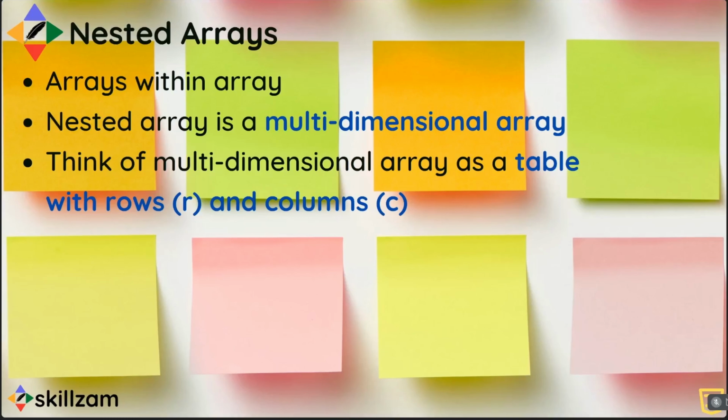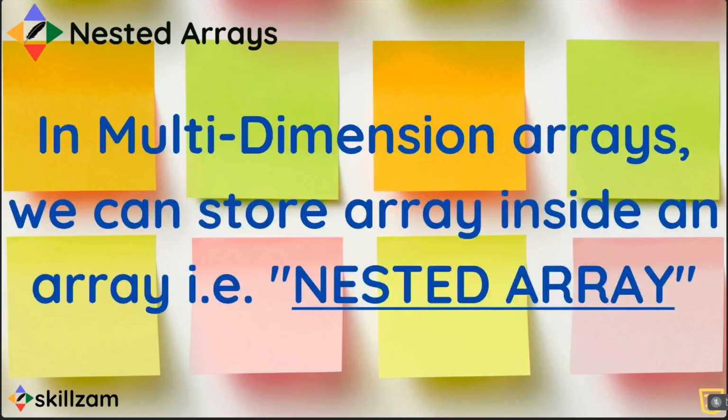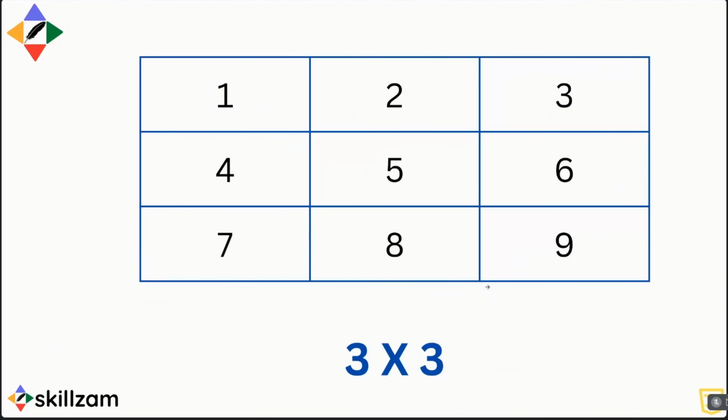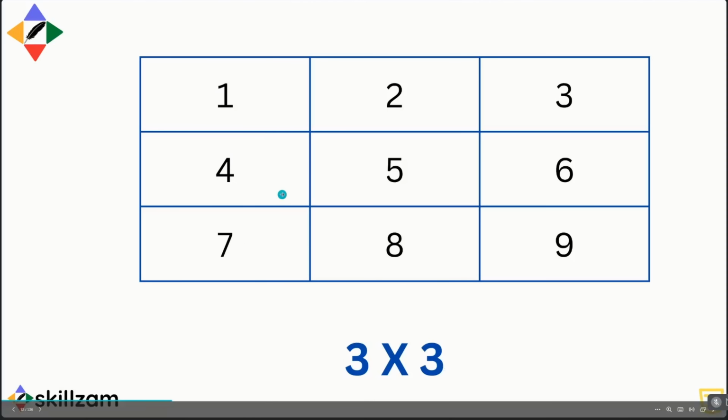We'll see what that is with an example. Let's say in multi-dimensional arrays, we can store an array inside an array, that is a nested array. Let's take this example. So this is a simple table. It contains three rows, the first row, second row and third row, and there are three columns. This is the first column, second column and third column. So this can be thought of as a 3 by 3 matrix.